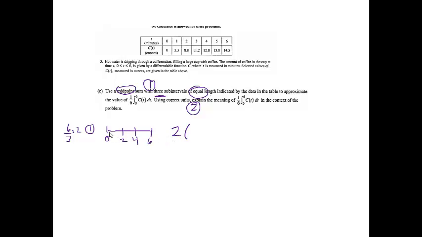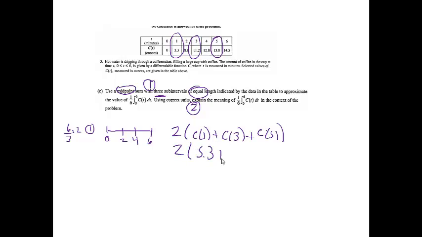And then if I'm using the midpoint between 0 and 2, that would be 1, so I'll be using c of 1, plus halfway between 2 and 4 would be 3, so I'll be using c of 3, and then plus halfway between 4 and 6 would be 5, so I'll be doing c of 5.